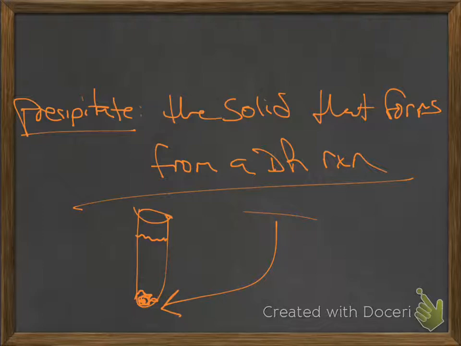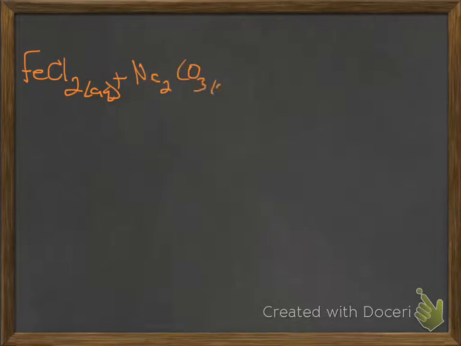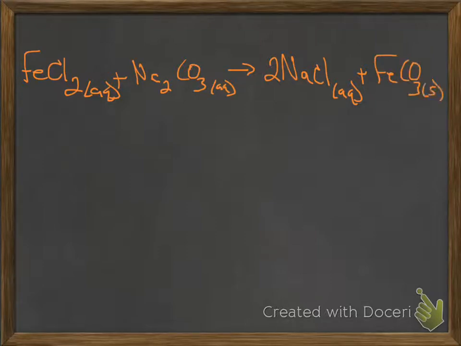Now, I want to take this one step further, and I want to show you the different ways that we can write these double replacement reactions. So again, let's go with iron chloride, which is aqueous, plus sodium carbonate, Na2CO3, which is also aqueous. When this reaction occurs, and I'll balance it right away, you get sodium chloride, which is aqueous, and solid iron carbonate, FeCO3, which is a solid.